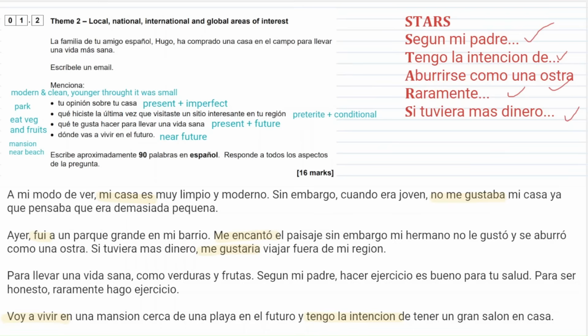This would be a full mark or near full mark answer. The key points to remember is answer all the bullet points and use a variety of tenses, more than what they give you. Now let's look at the mark scheme.